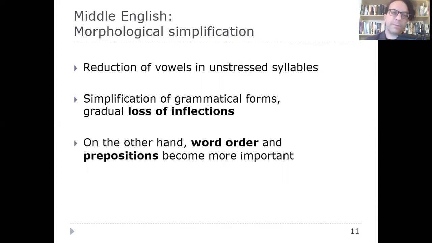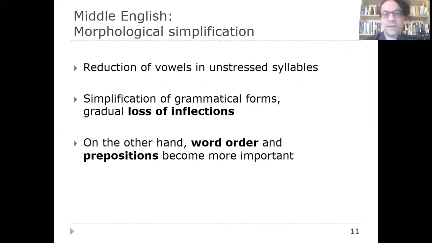Okay, so one thing to keep in mind now, switching over to internal language history. Remember, I always switch between external and internal language history. So now looking at the language itself, from a bird's eye perspective, we can say that in the Middle English period, we have a lot of morphological simplification with the reduction of vowels, as you just saw it, to a schwa sound in unstressed syllables. This then leads to the simplification of grammatical forms, a gradual loss of inflections over time. On the other hand, then, word order and prepositions become more important.